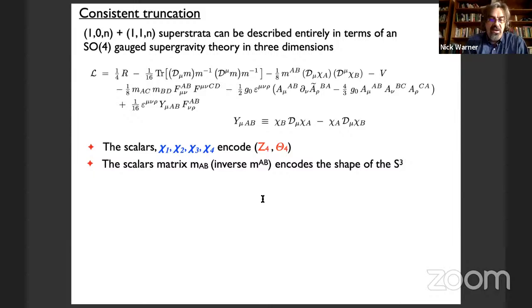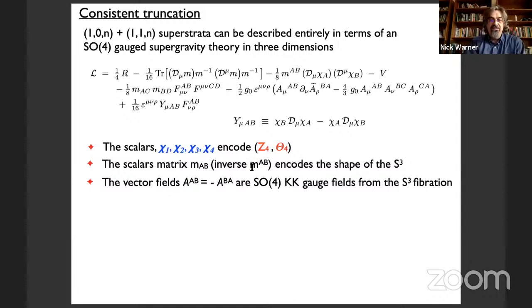You think of the S3 as being defined in R4, where there are Cartesian coordinates X^A, and the sphere is the sum of X^A squared equals 1. Well, basically, the metric is given by M_AB contracted appropriately into the 1-forms dX^A. So this set of scalars does nothing other than tell you what the shape of the S3 is, and here they are. So we have these guys, Z4, theta4, and we have this as the shape modes.